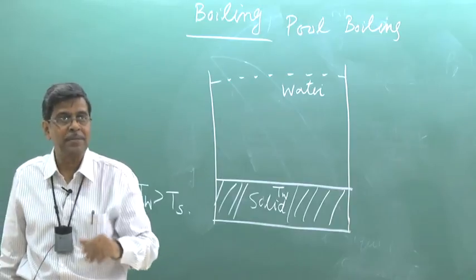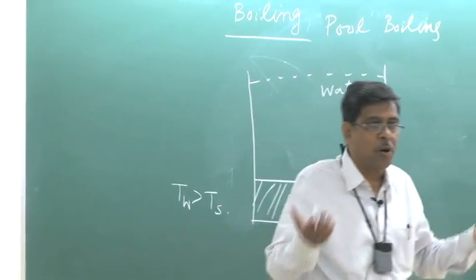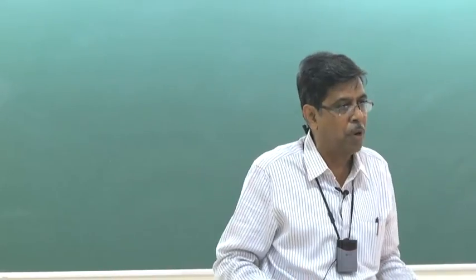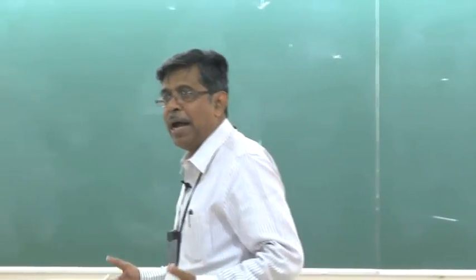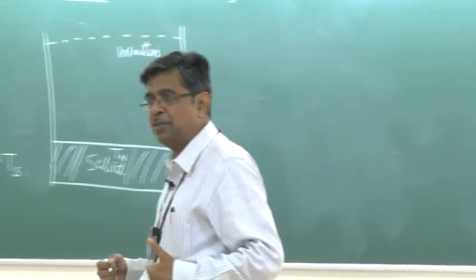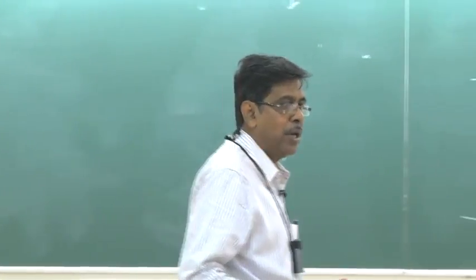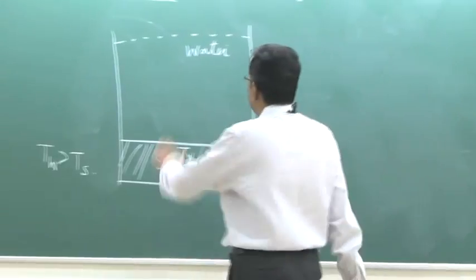Now there may be two options. The bulk of the water may be at saturated temperature, 100 degrees Celsius, or maybe at a temperature lower than the saturation temperature, but the surface is higher than that. In one case, when it is at saturated temperature, it is known as saturated boiling. I am not writing everything on the board, you just write saturated boiling. And when the temperature is below the saturation temperature, as you know the terminology used in thermodynamics, the subcooled state, it is known as subcooled boiling. So let us consider a saturated boiling case where the water is at the saturation temperature.